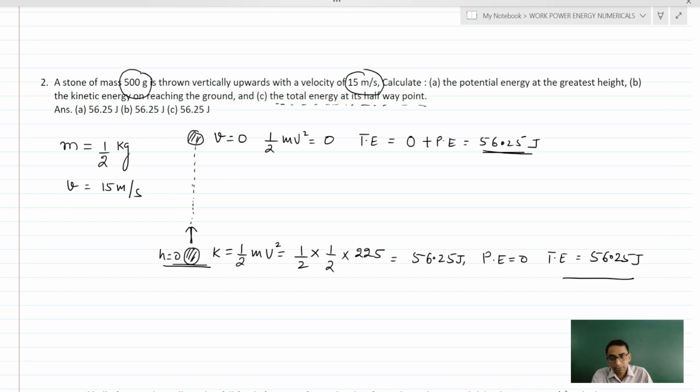Total energy at the bottom is kinetic, total energy at the top is potential energy. Now, in the same way, somewhere exactly in between or anywhere, the ball might be somewhere up or somewhere down, the total energy always remains the same. So it is still 56.25 joules as per the law of conservation of energy. But this is only true if we neglect the air resistance, which we are going to do in these kinds of problems. Okay, fine.